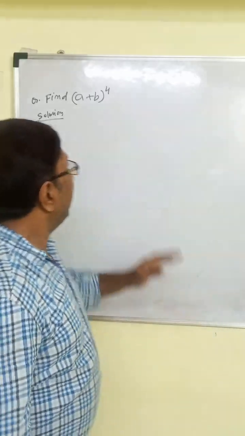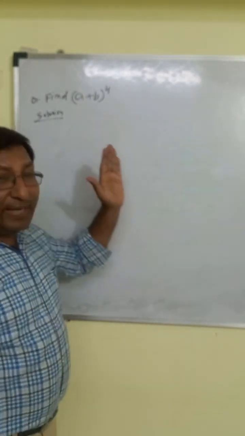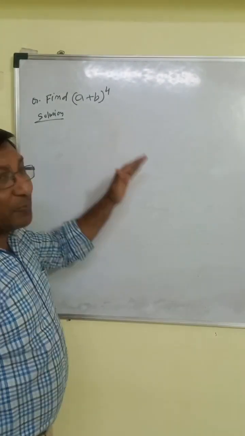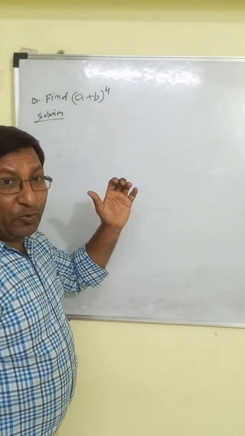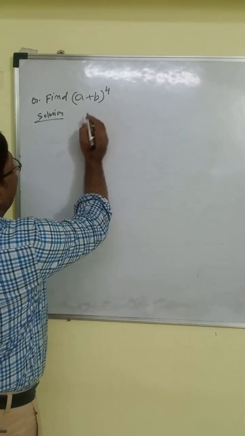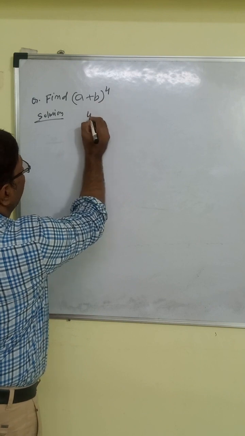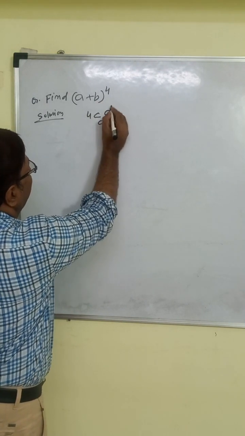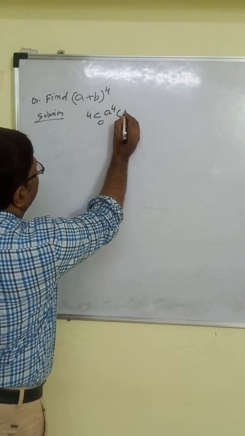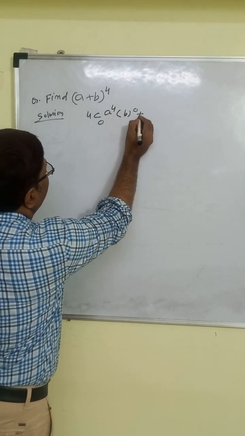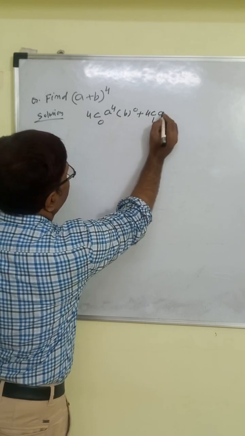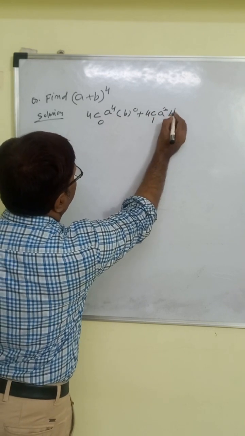Let us see. So here the question is: find (a + b) to the power 4. That means we have to expand (a + b)^4. So we know the binomial theorem. We will break nC0, n is 4. So 4C0, first is a, so a power 4 minus 0 that is 4, and b power 0. Again this is 4C1, a power will be 4 minus 1, 3, and b power will be 1.